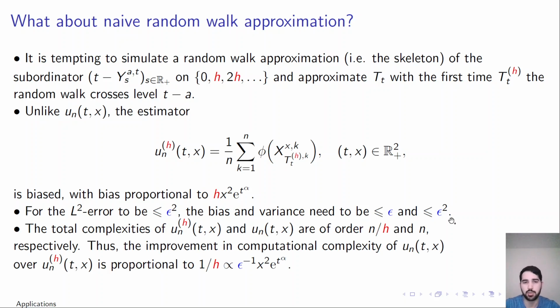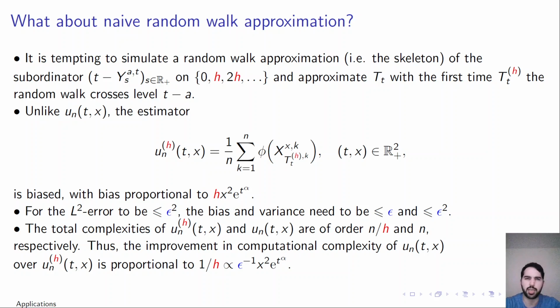Okay? This results in the quotient of the complexities being basically proportional to 1 over h, which is proportional to epsilon to the minus 1 times x squared e to the t alpha. The dependence in this case on epsilon and on t is particularly bad. It's an entire order of magnitude apart from the usual Monte Carlo, where you have exact samples and it's just epsilon to the minus 2. And in fact, the complexity also blows up very badly in t because it's exponentially increasing, right? So this gets worse and worse the longer the time horizon, the longer the domain in t is. So this is already, I think, good enough justification for why you want to get exact simulations.